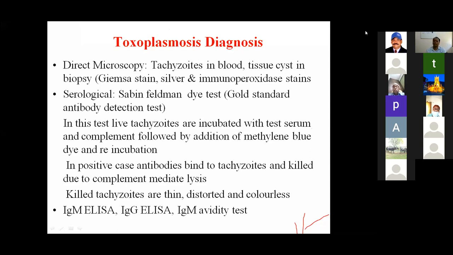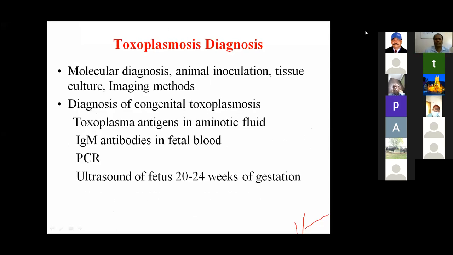IgM ELISA, IgG ELISA, and IgM avidity tests are also being used. Molecular diagnosis is there. Animal inoculation diagnosis is there. Tissue culture diagnosis is there. Imaging methods exist nowadays. Diagnosis of congenital toxoplasmosis is important, you know.